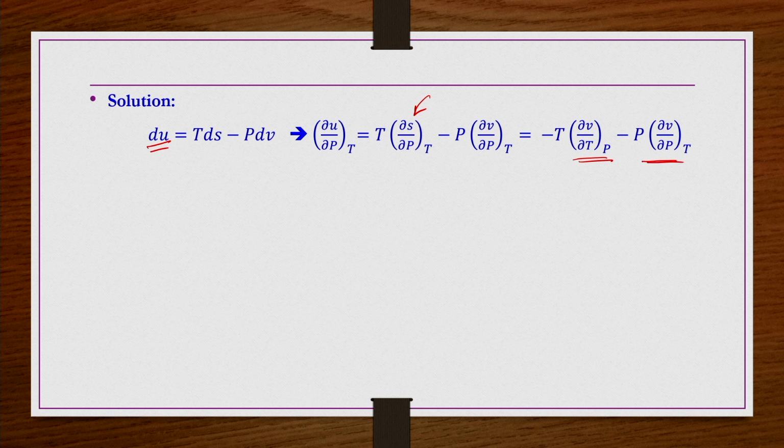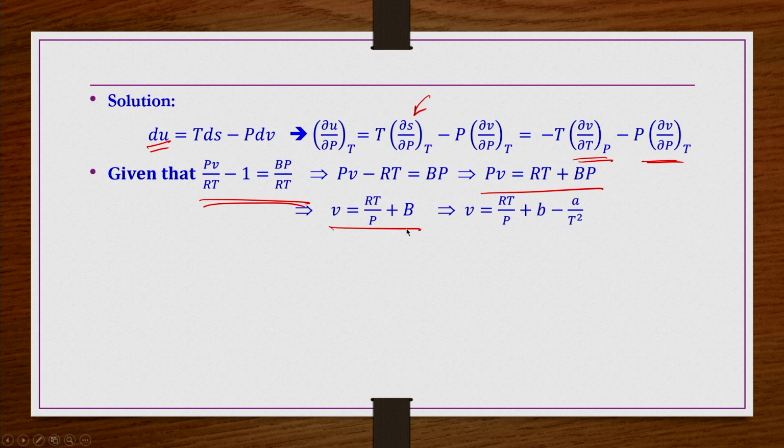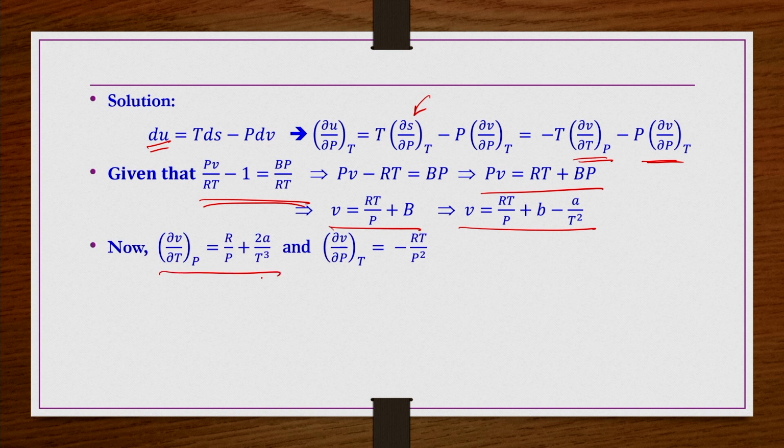Now, we know from the virial equation of state that is given, Z equals PV by RT equals 1 plus BP by RT. From that, V you can write as a function of temperature and pressure, and then get the differentiation. So, this is given. Now, this equation you can write like this, in terms of V, and then this capital B is given like this, b minus A by T square, that is also given. So, from here ∂V/∂T if you do, you will get this one, ∂V/∂P if you do, you get this one.